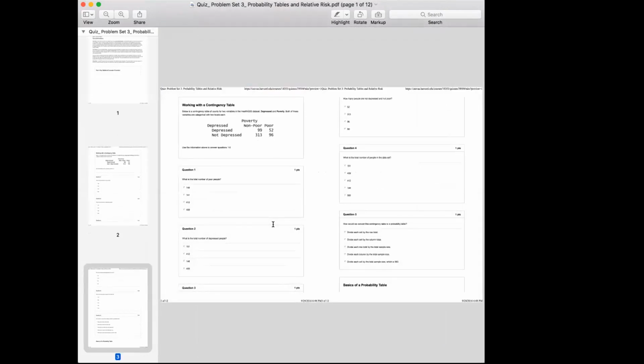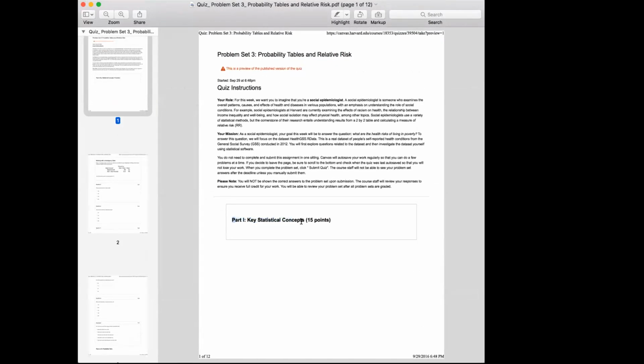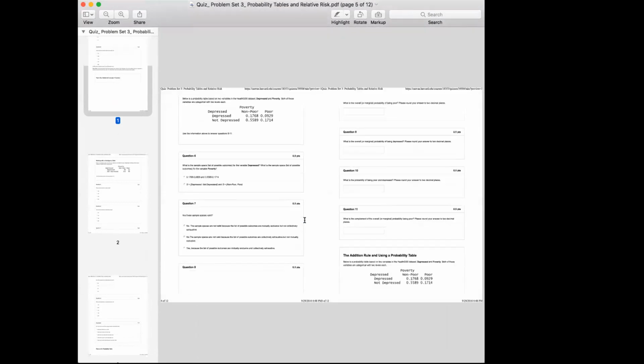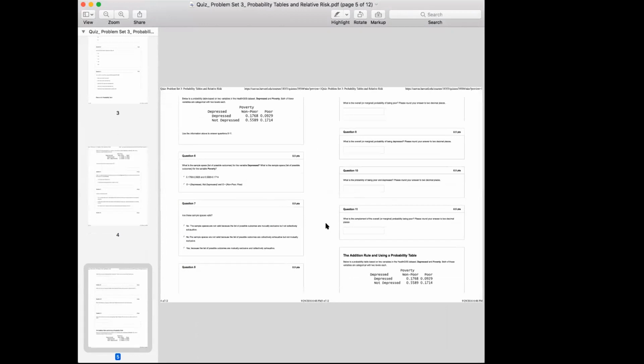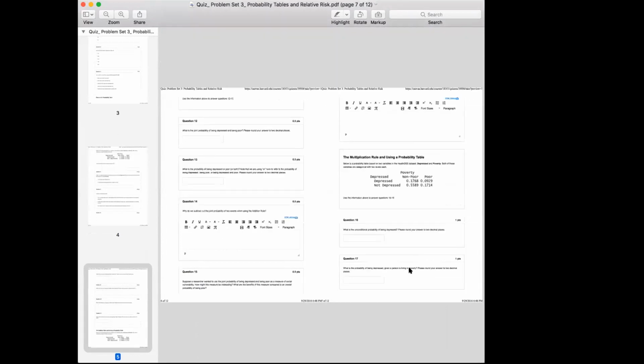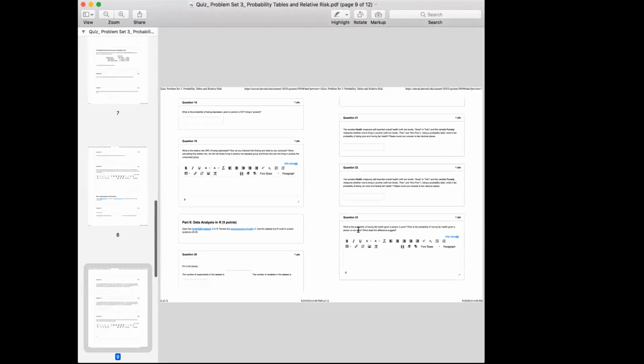We start off with part 1, key statistical concepts. This will have the R output, and then it will have just some questions, true or false questions, other kinds of output to interpret in sequence. Here's a write-in question that may or may not be actually in the new one that the instructor posted. I apologize if that was different. Then we have part 2, which is data analysis in R. So there we are.